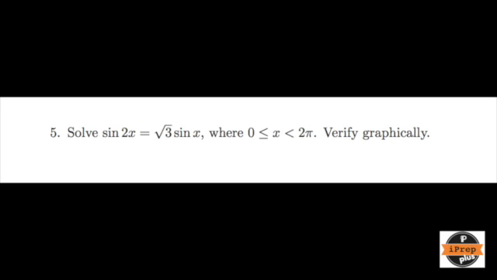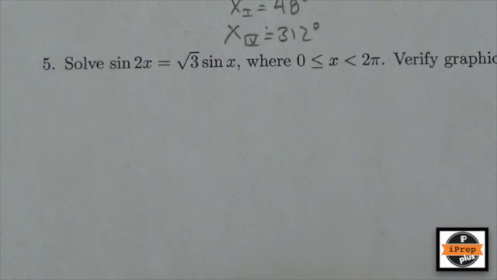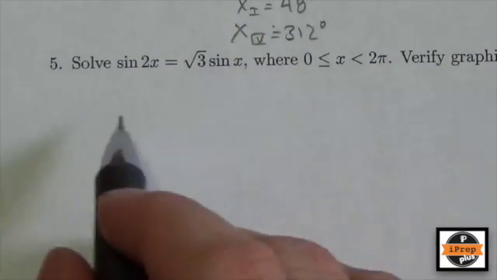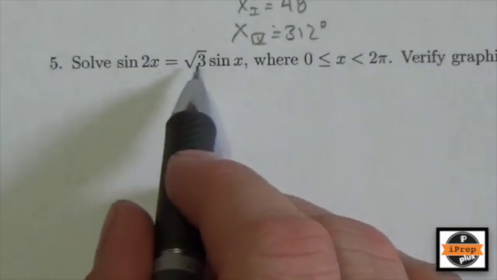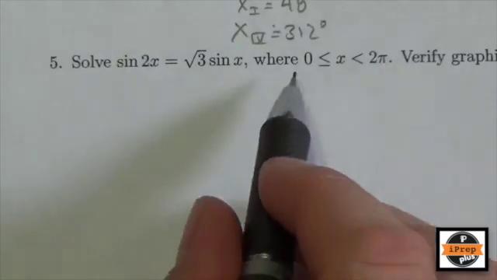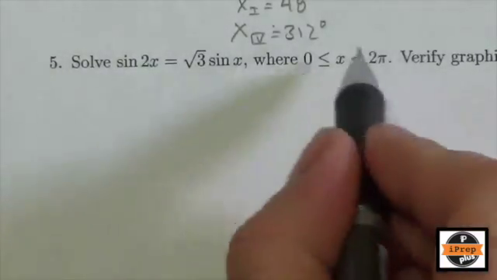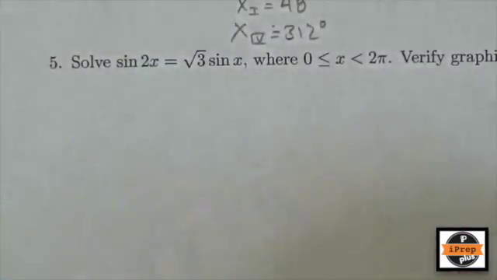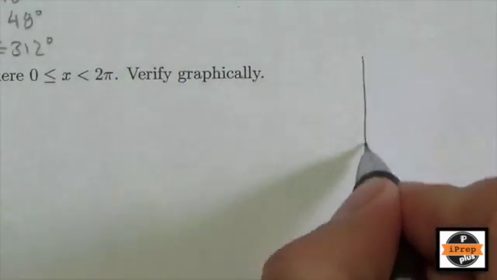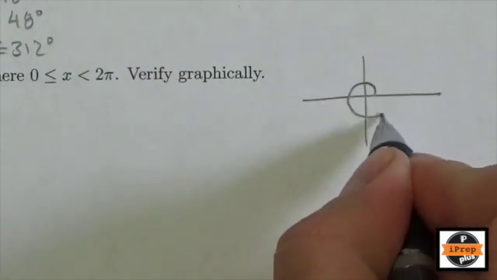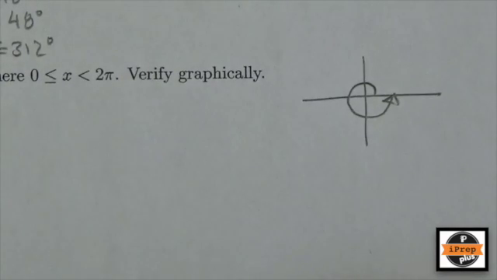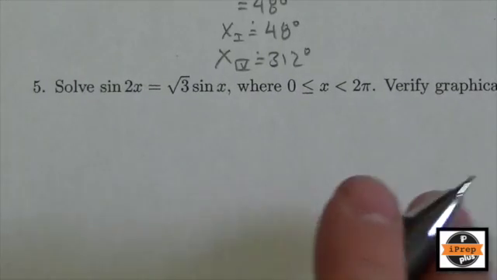Solve the equation sine of 2x is equal to √3 sine of x, where x is between 0 and 2 pi radians, and then verify graphically. All right, one more question. So here we go. Solve sine of 2x is equal to √3 sine x. Again, we're going to get to this in just a second, but let's look at that domain. 0 to 2 pi. The nice thing about something like that is it's just a positive full rotation. So that's all we're looking in.